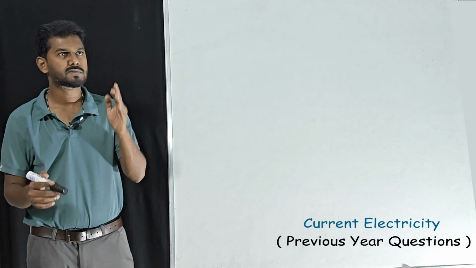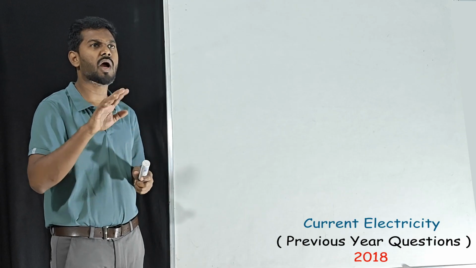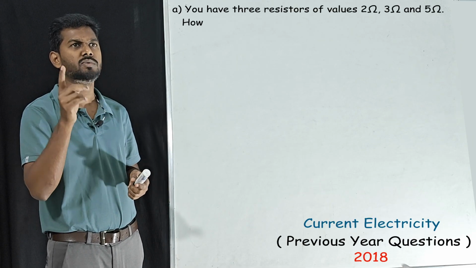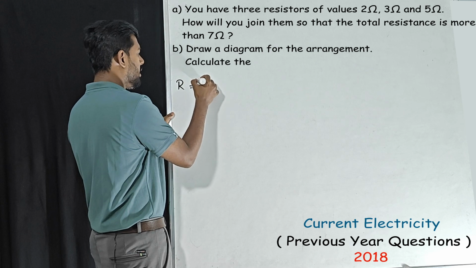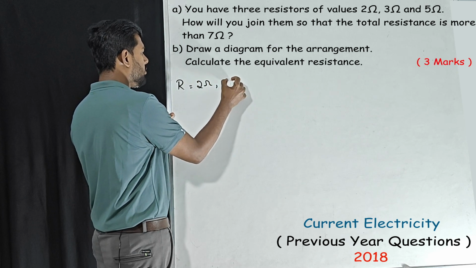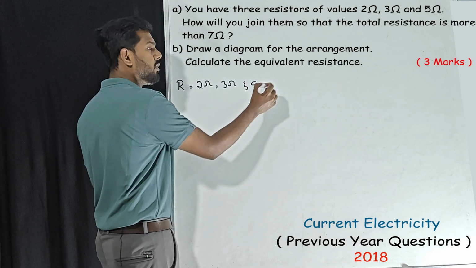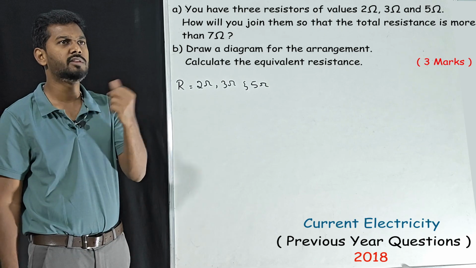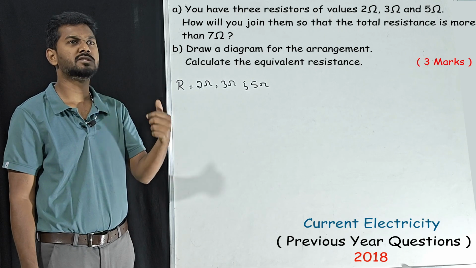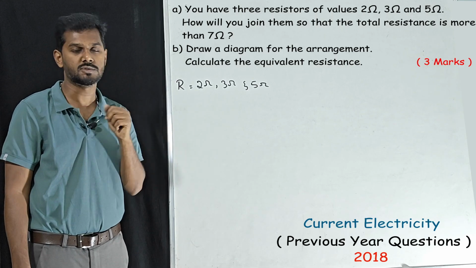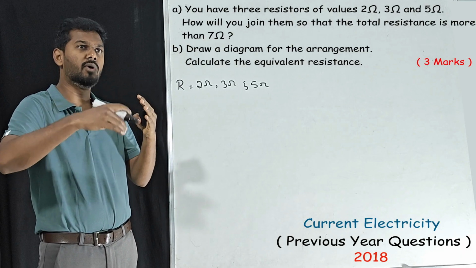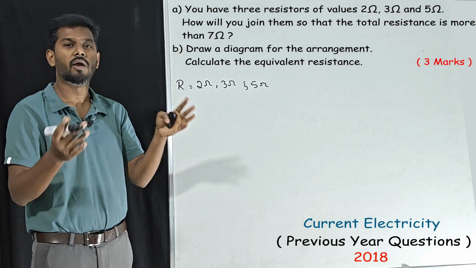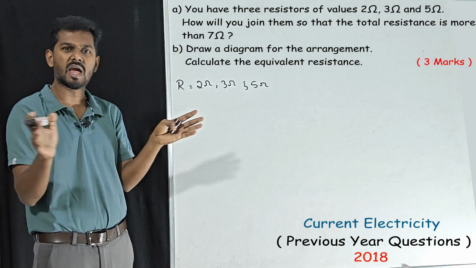Now we'll move on to 2018. In that first question, you have three resistors of value 2 ohm, 3 ohm and 5 ohm. How will you join them so that the total resistance is more than 7 ohms? See, this question is very easy. Why? Because we just have to make the resistance value more. If you want more resistance value, just add them.